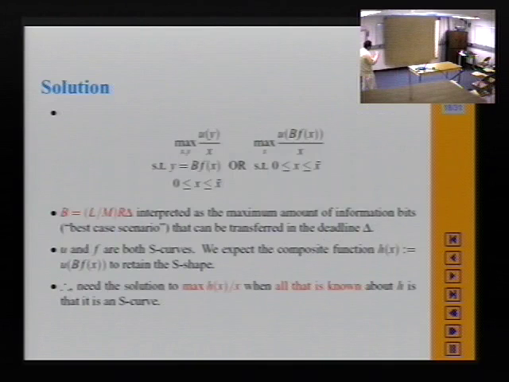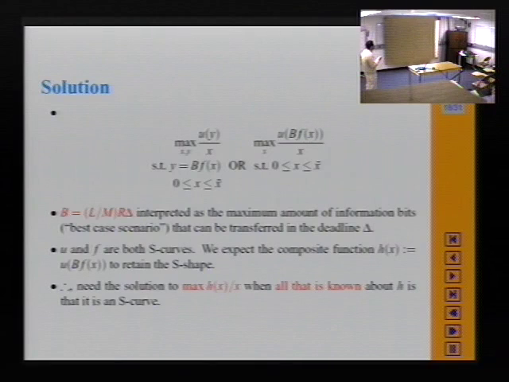So that you can put in the equations, set it up, and after you set it up, this is all in the paper, by the way, if you want to see more details, you come up with this expression. So you should maximize U of B f of x over x.